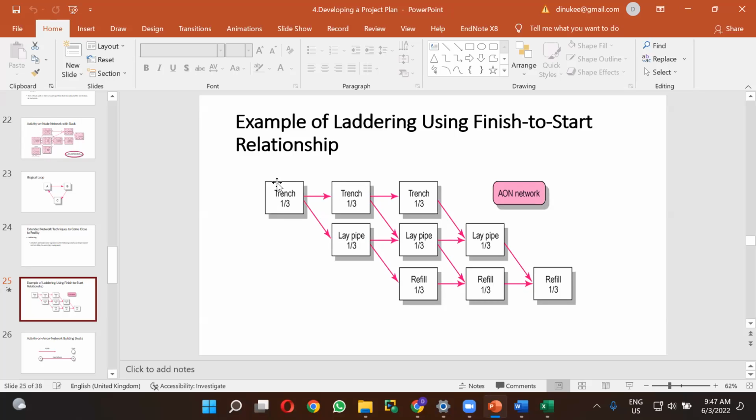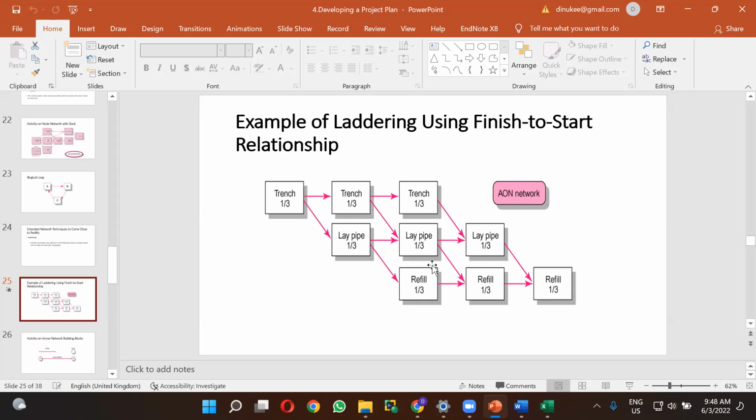So without delay, you first complete the 1/3 of trench and go for the next 1/3 of trench. When you are doing the 1/3 of trench, you are doing the 1/3 of lay pipe as well, right? And you can just go for another 1/3 of trench. So now we have completed the trench segment, right? The second part, the 1/3 of lay pipe, we are coming to this segment, and we are starting the refill segment of 1/3.